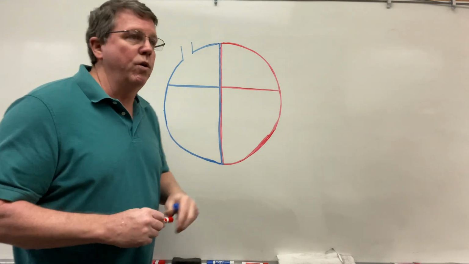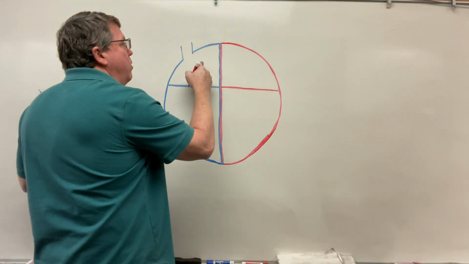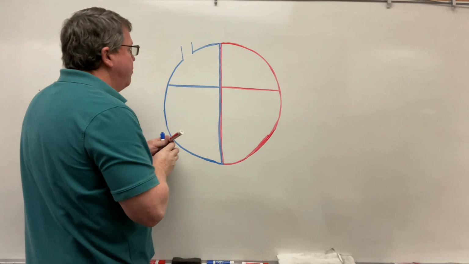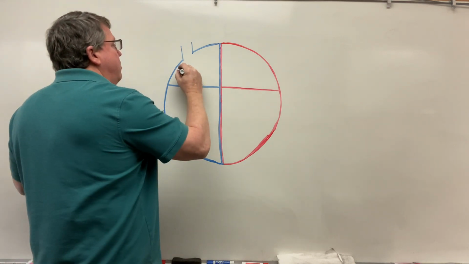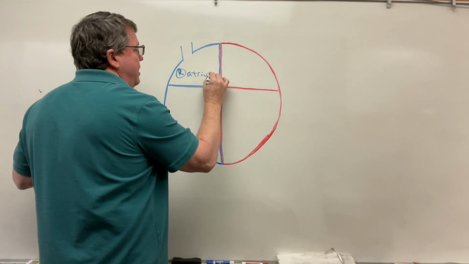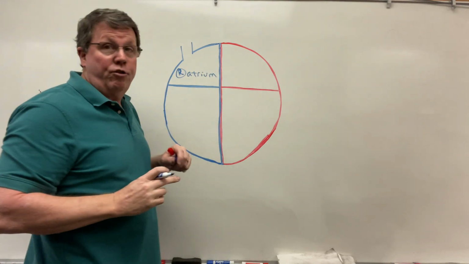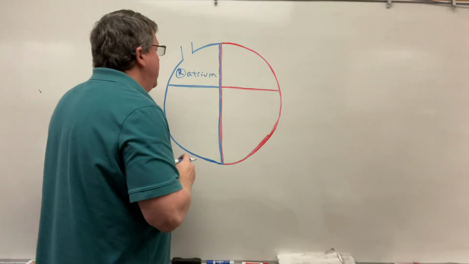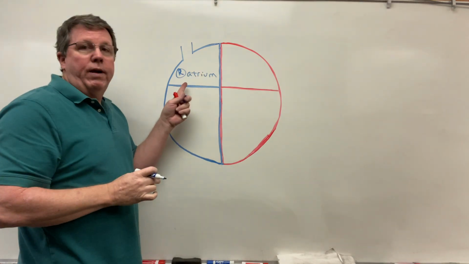So let's take a look at this real quick. Blood is going to enter into the heart into my right atrium. The top part of the heart is called the atrium. Combined, these are called atria. And we're going to get to this one in just a minute. So my blood's going to come into my right atrium.